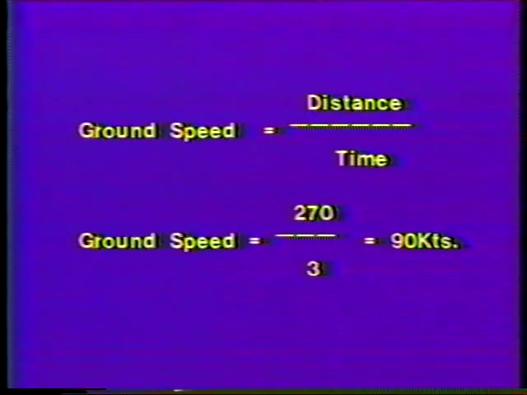It takes 3 hours to travel 270 nautical miles. Dividing 270 by the time, 3 hours, ground speed is 90 knots. This ground speed of 90 knots is the basis for estimating the time at which you should reach the next checkpoint or the destination. If your actual ground speed is different from what you expected, you will need to do some recomputing to determine revised time en route.